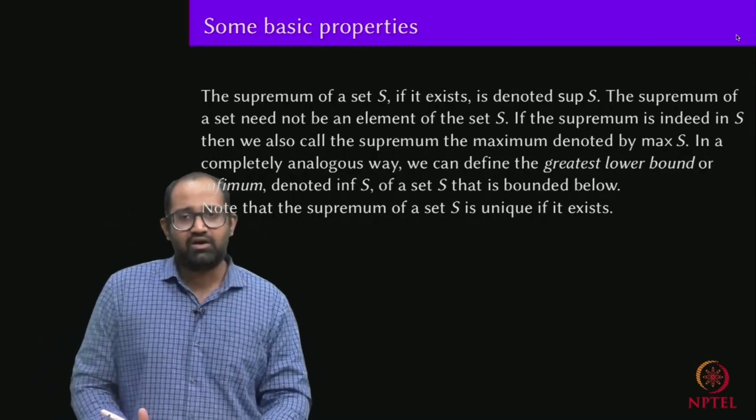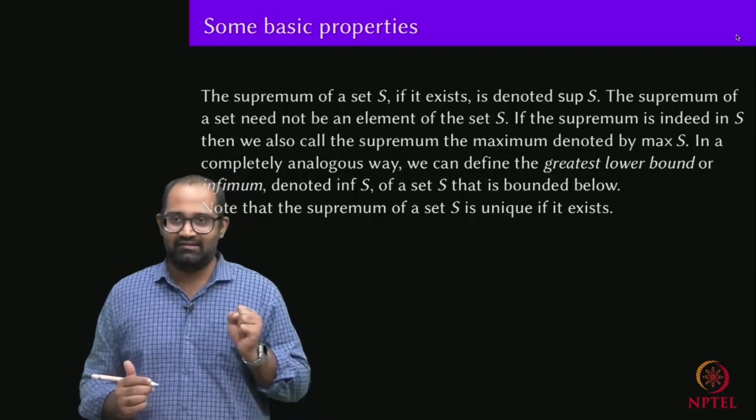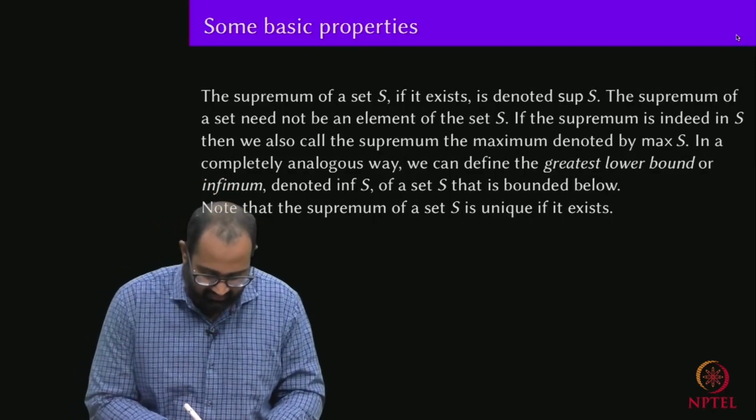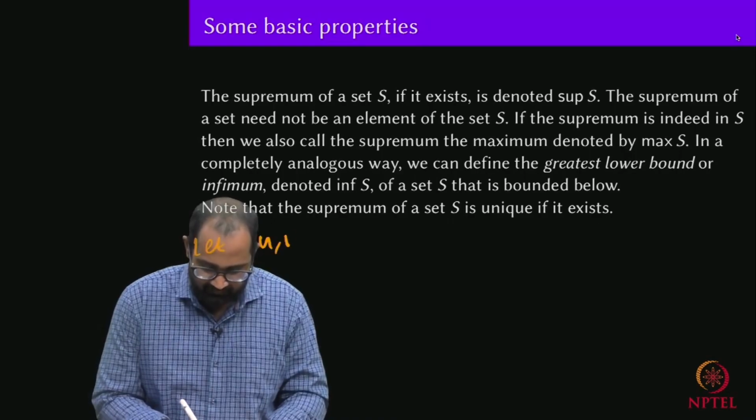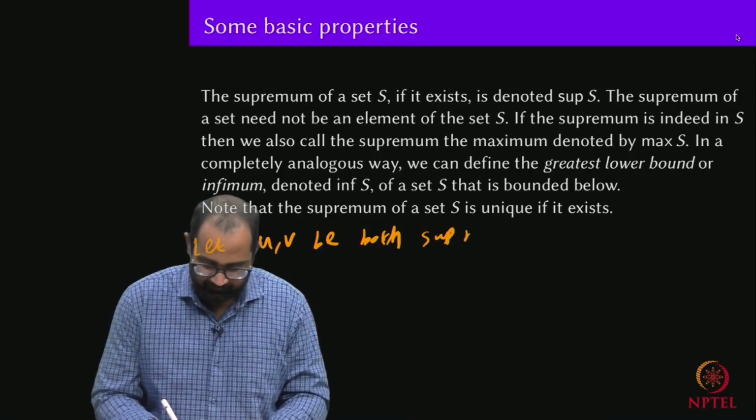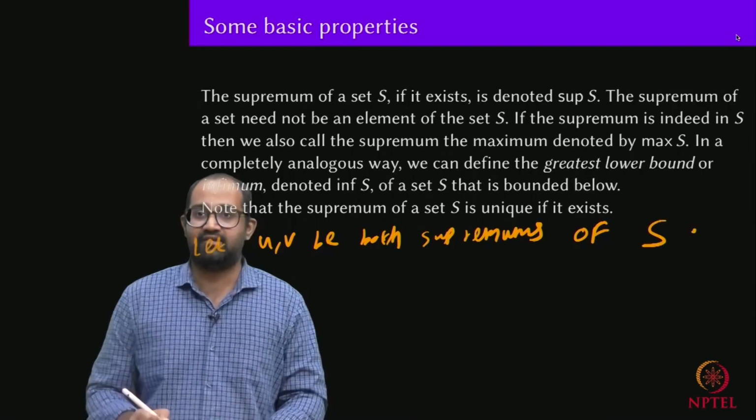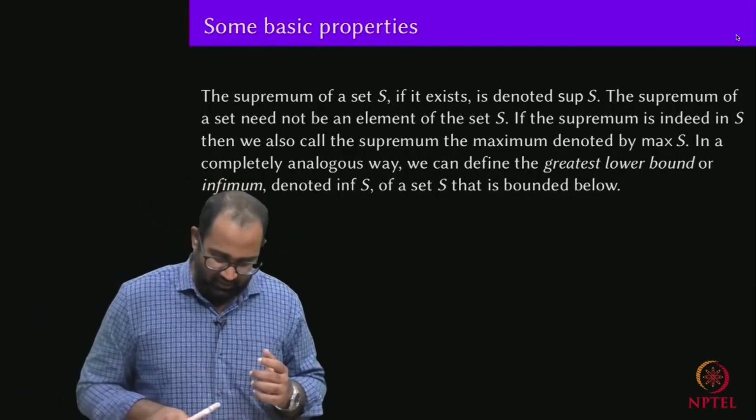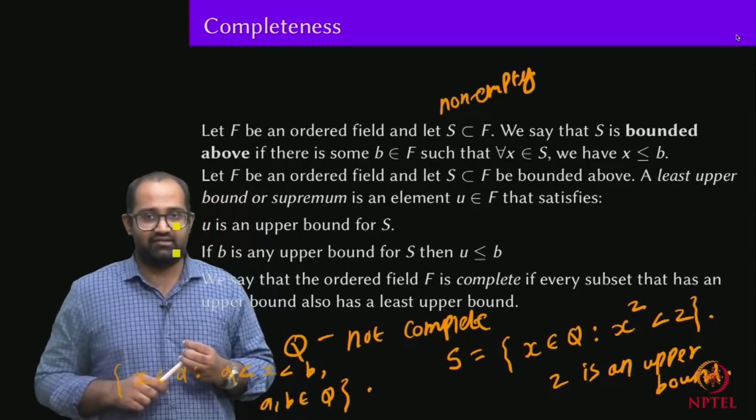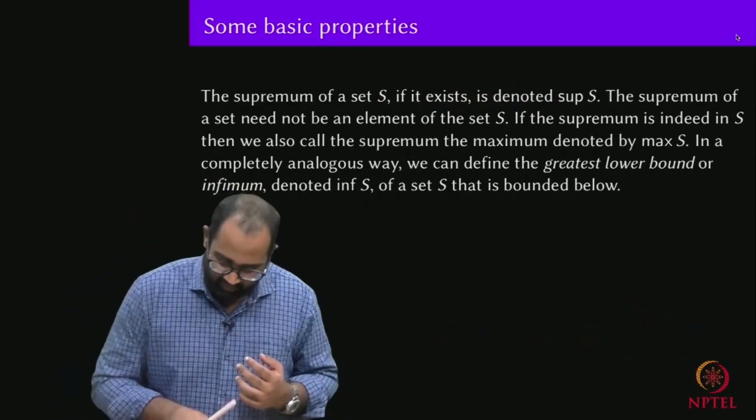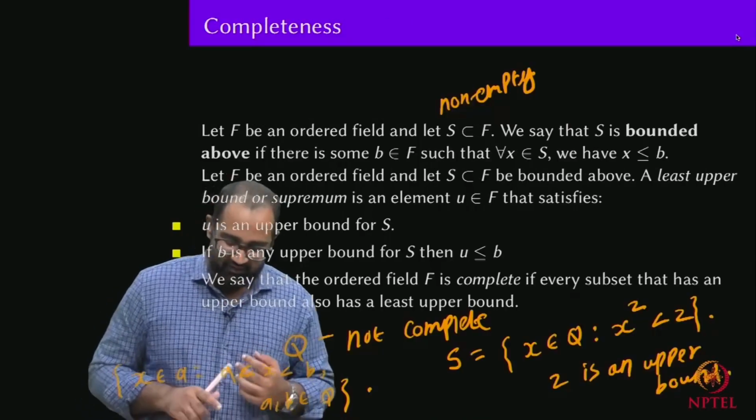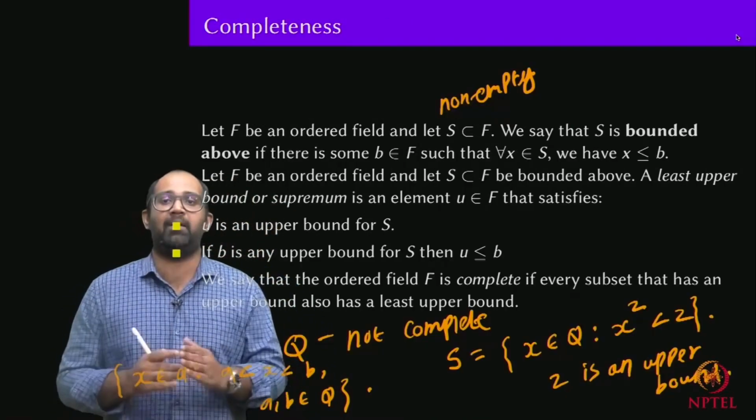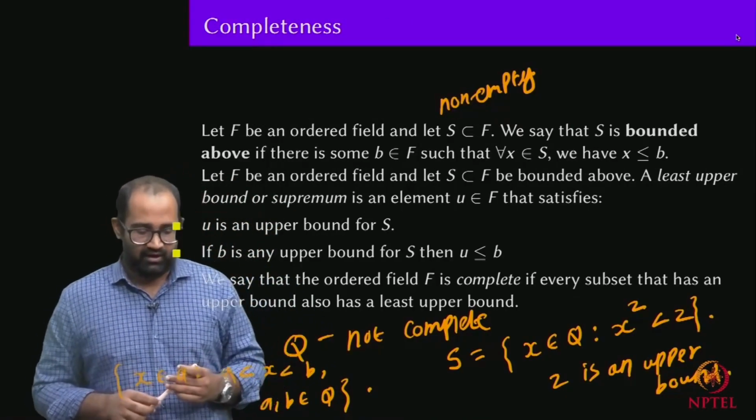So, we want to show that the supremum is unique if it exists. What you do is you say let U and V be both supremums of S. That is, I have two supremums for the same set S. Now, let us look at the definition. That means both U and V, did I call it U and V? Yes, I called it U and V. Both U and V are upper bounds for the set S.